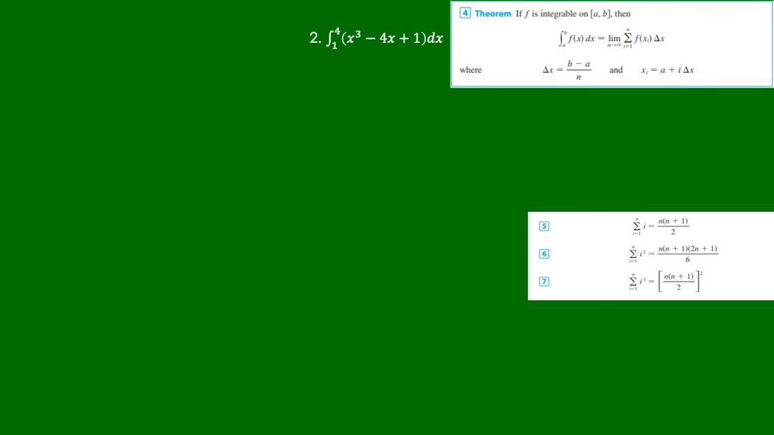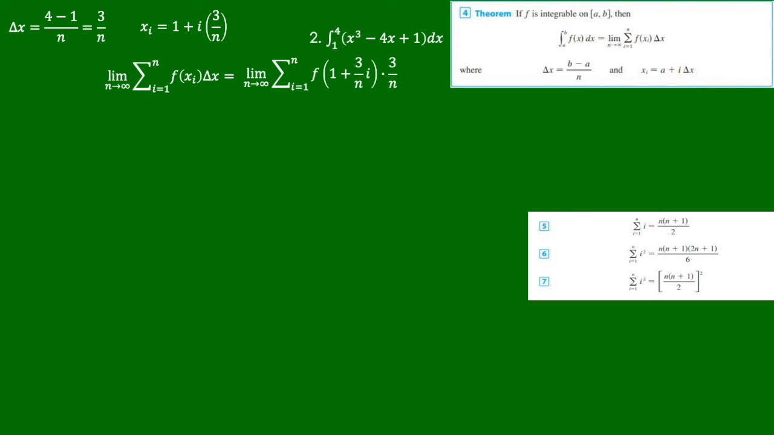Let's now use the same procedure to solve the second example. You still first want to get delta x and x sub i. Delta x would be 3 over n. X sub i, remember, is the lower bound a plus i times delta x, so 1 plus i times 3 over n in this case. Then you want to plug both of these into the area formula, which is this.